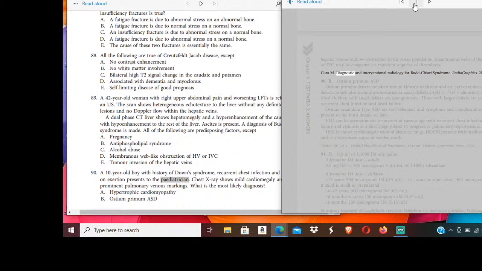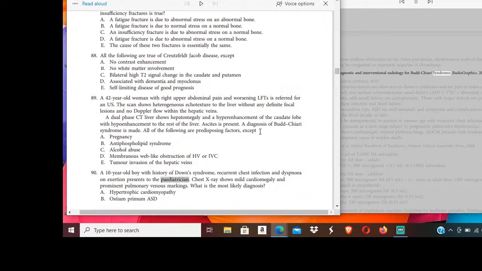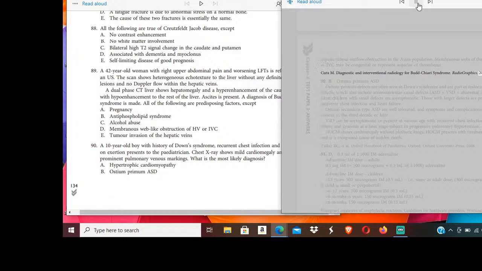Reference: Cura M. Diagnostic and Interventional Radiology for Budd-Chiari syndrome. Radiographics. 2000.